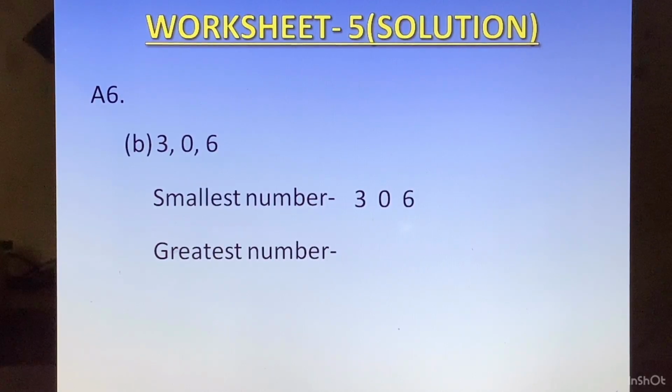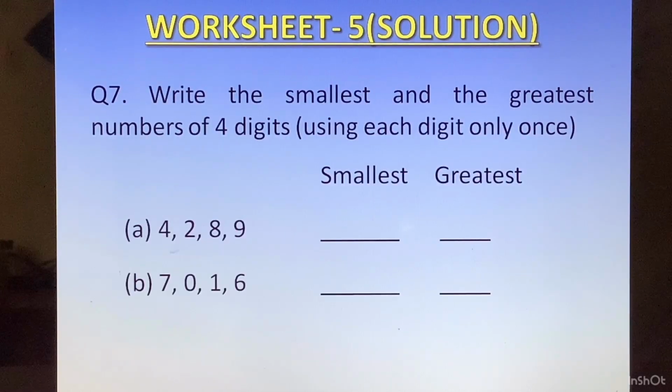Greatest number will be, for greatest we will arrange in descending order, which is going to be 6, 3, 0. So for greatest number there is no problem even with a 0. But for the smallest number we have to be careful. Question 7. Write the smallest and the greatest number of 4 digits using each of the digits only once.